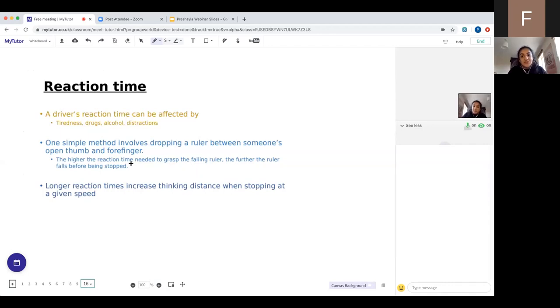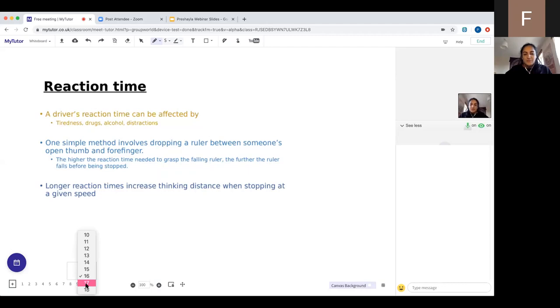How can we measure reaction time? Well, it's using the method which involves dropping a ruler between someone's open thumb and forefinger. We have our ruler and person B dropping the ruler into person A's hand. Person B is going to drop it, person A is going to catch it. Wherever person A catches it is how far it is dropped before they caught it. If it's a short distance, they have a good reaction time. If it's a long distance, they have a very bad reaction time. Longer reaction times increase thinking distance.